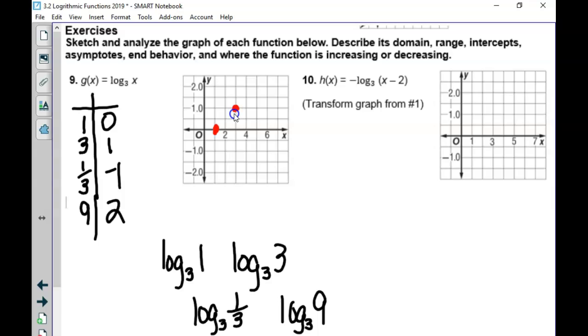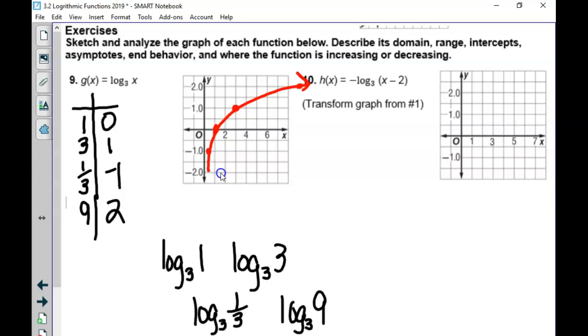Notice the weird graph paper. At 1/3, it's down at -1, which is here. Okay. And out at 9, which we don't have. Let's see, 4, 6, 8, 9 would be out here. It would be up at 2. All right.